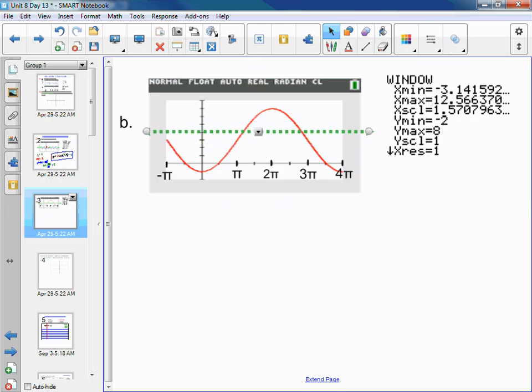Right about, is that it? 1, 2, 3, 4. So you guys getting out there? Y equals 3? So center line of y equals 3.